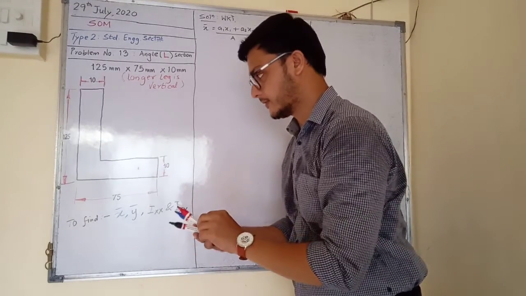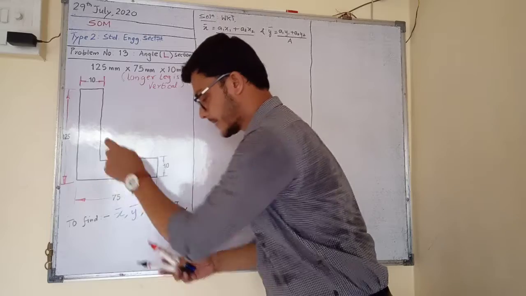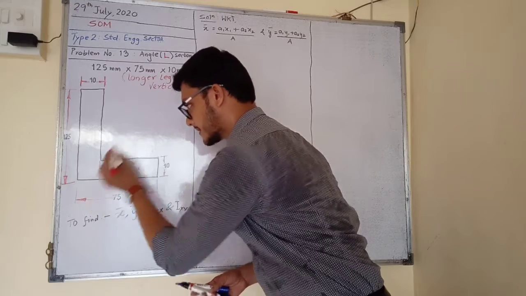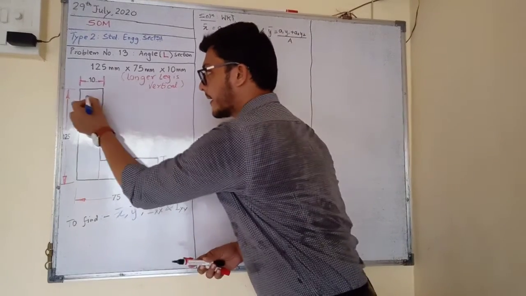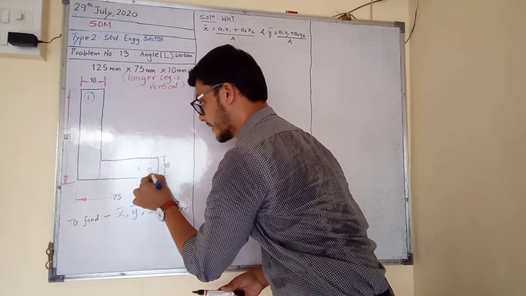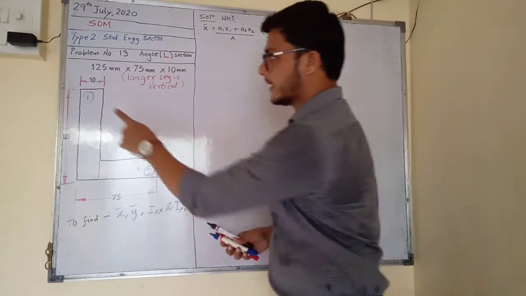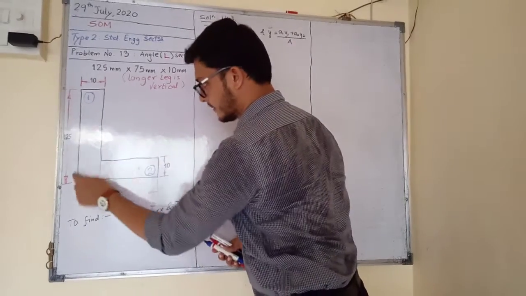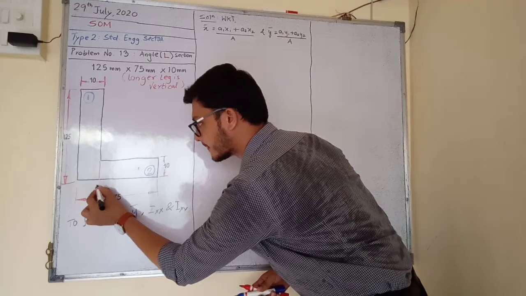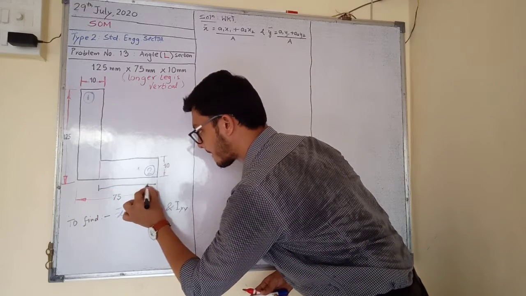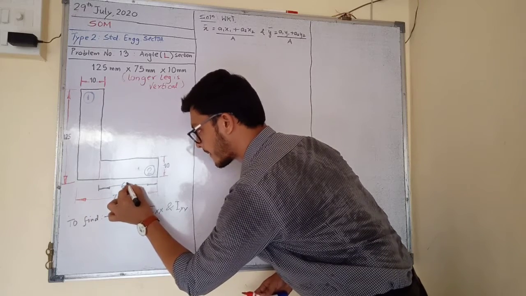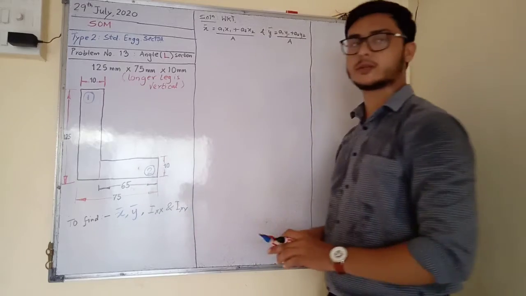Now we need to divide this carefully. We can divide this in this manner also, this manner also. So I am dividing it here like this. This is my rectangle number 1, and this is my rectangle number 2. Rectangle number 1 is 125 by 10, and for rectangle number 2, this was 75, this is 10, so this will now become 65. So rectangle number 2 is 65 by 10. These are the two rectangles.